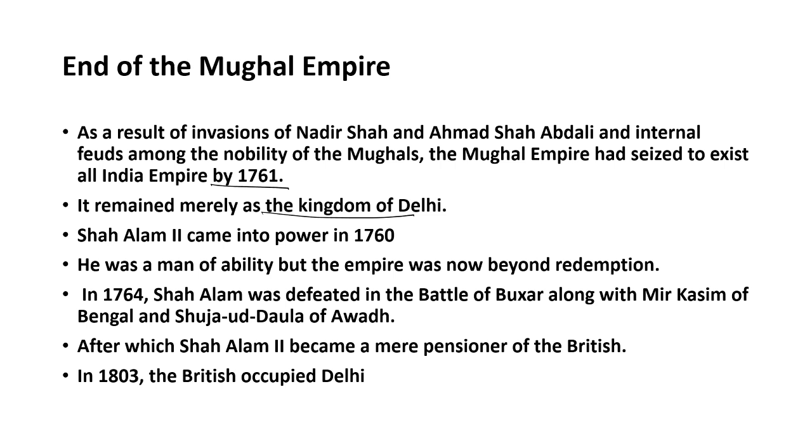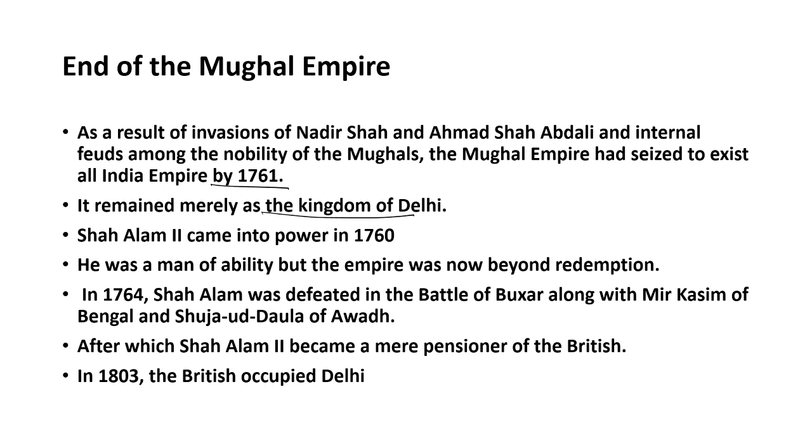However, Shah Alam II, as I told you earlier, came into power in 1760. He was a man of ability, but the empire was now beyond redemption. In 1764, in another war, the Mughal ruler Shah Alam II, Mir Qasim of Bengal and Shuja-ud-Dawla of Oudh took one side against the British.